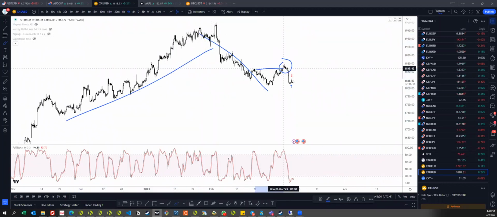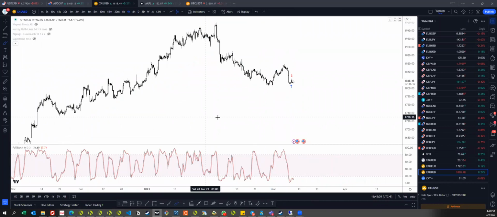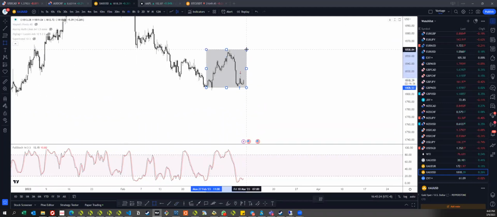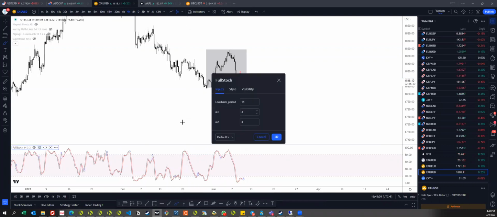There's a break of level here. Actually, there is this move down based on news, but it held this level. So on the 4 hours, what you can identify here is this range. Stochastic on the 4 hours is based on a 14 period look back, and of course we can rearrange this to be slightly more relevant to us.